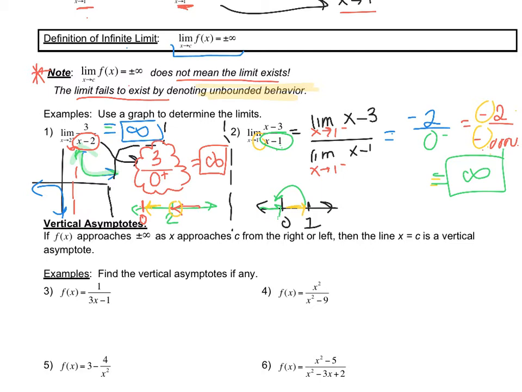If we wanted to look at the graph of this to confirm our result here, I'll just do a tiny little graph down here. So this graph, we know, has a vertical asymptote at 1. And it also has a horizontal asymptote at 1.